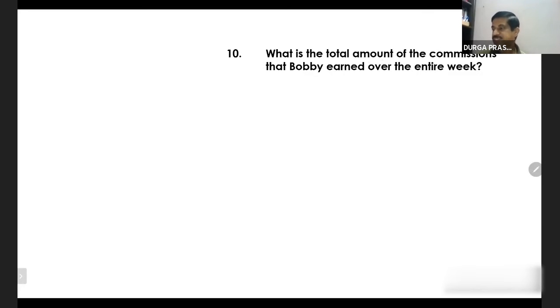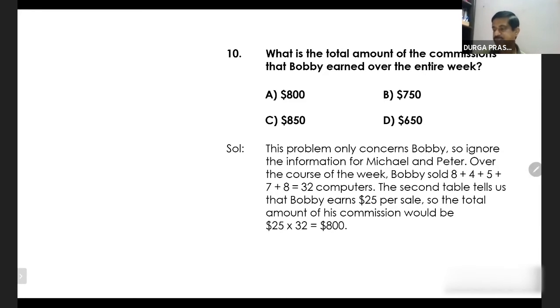What is the total amount of commissions that Bobby earned over the entire week? So we should see Bobby's day-wise sales, the sum of all day-wise sales, and the amount per computer he gets. What is it that Bobby sold? 8 on Monday, 4 on Tuesday, 5 on Wednesday, 7 on Thursday, and 8 on Friday. The total computers he sold is 32. And per computer, he earns a commission of $25. So 32 into $25 is $800. So he earned $800 in that week. Okay, it is option A. Please note it fast, quick.